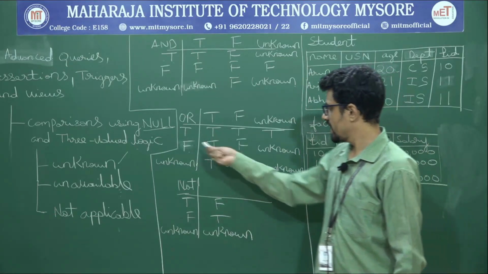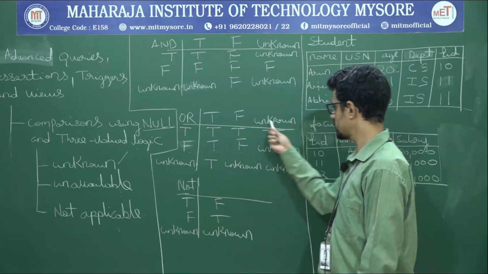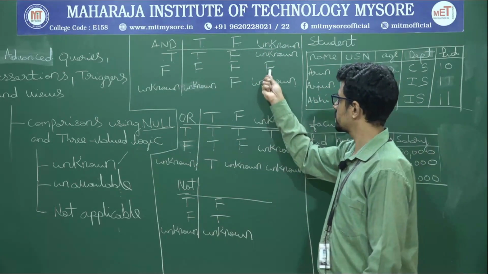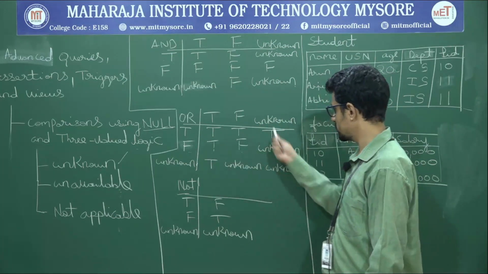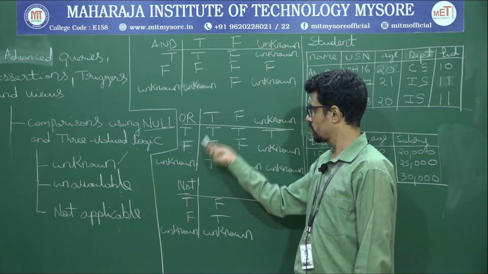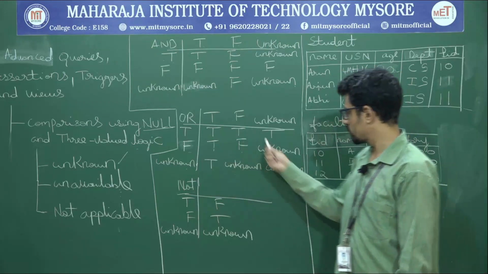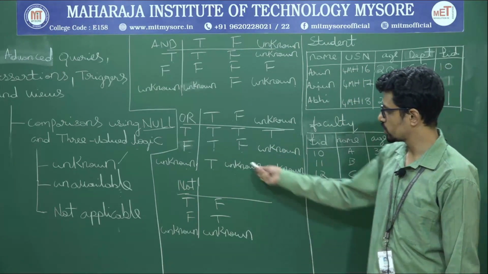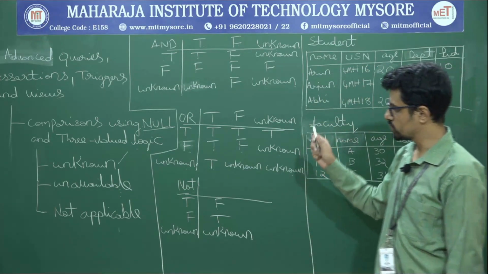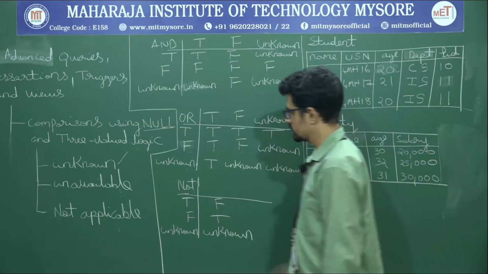In case of false and unknown, the output will be unknown. Sorry, in case of false and unknown, in the case of the OR operator, it will be unknown. So dominating is unknown here. So unknown and true is true, unknown and false is unknown, unknown and unknown is unknown. Okay, so quite vice versa of your AND operator, where unknown and true is unknown. So this is the OR operator.